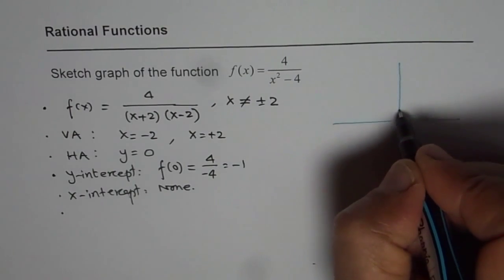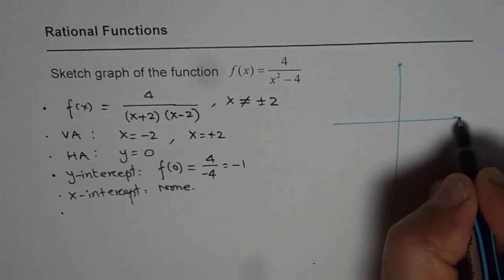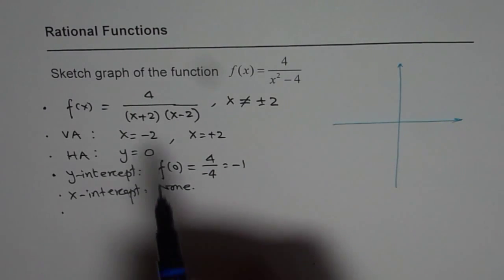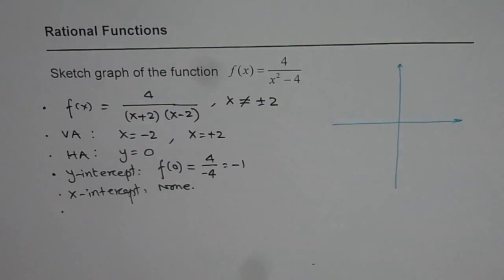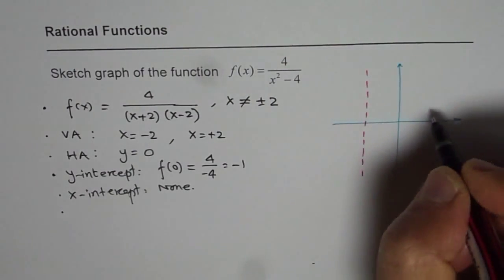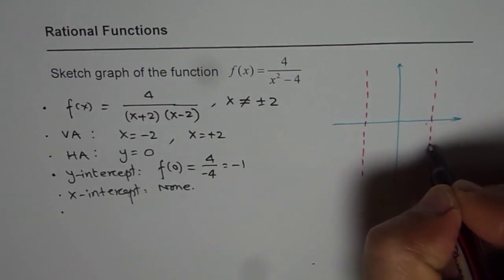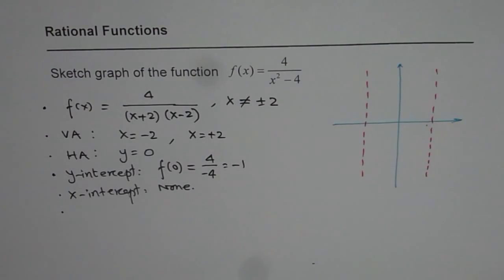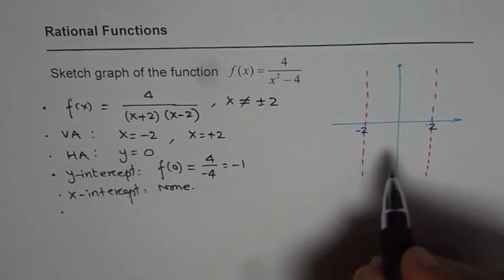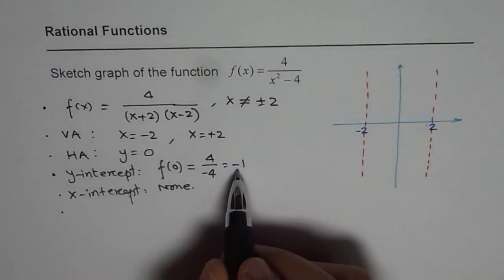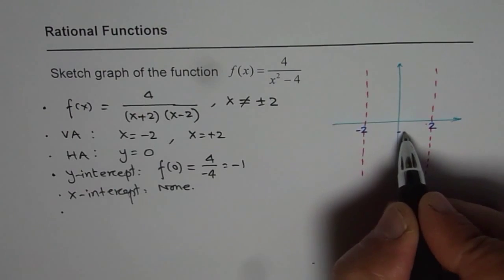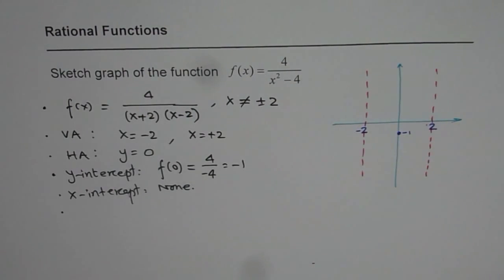So let's begin by making our axes, x and y. I'm making a very rough scale here. Vertical asymptotes are at plus and minus 2. So let us say this is our minus 2 vertical asymptote, and here we have a vertical asymptote at plus 2. So these are the two vertical asymptotes. At 0 we get a point minus 1. So at 0, let us say this is minus 1 for us. So that's the point at 0.